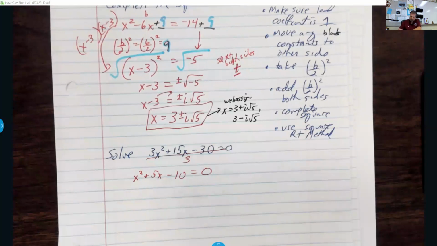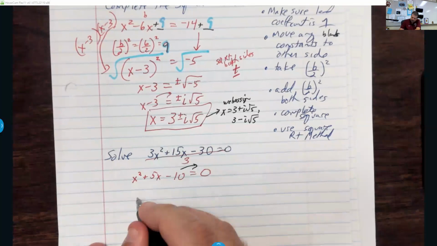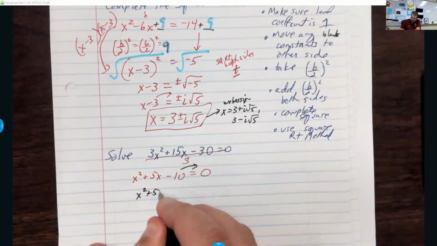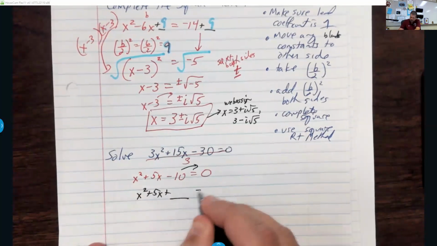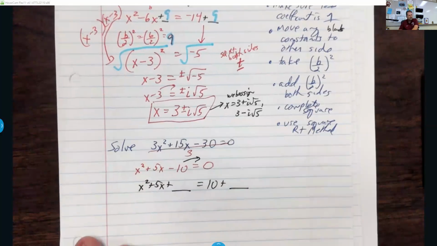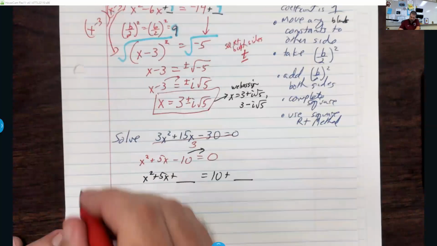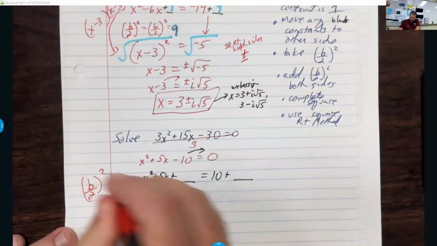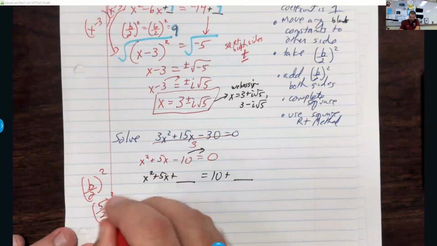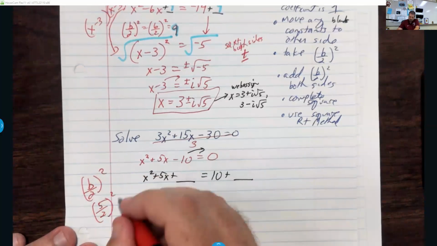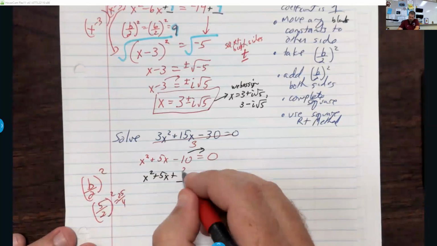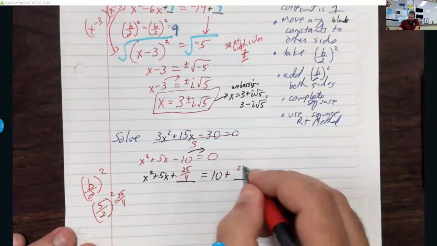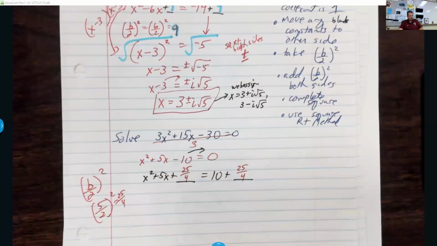I got to move my constant over. So the 10 goes to the other side. So this is going to become x squared plus 5x plus blank is equal to 10 plus a blank. And that blank is that complete the square problem. Now here's where this gets a little weird, because this is an odd number. So to find b over 2 all squared, we got to go 5 over 2 and square it. Well, 5 over 2 squared is 25 over 4. So this is going to be 25 over 4. That's all I can do.